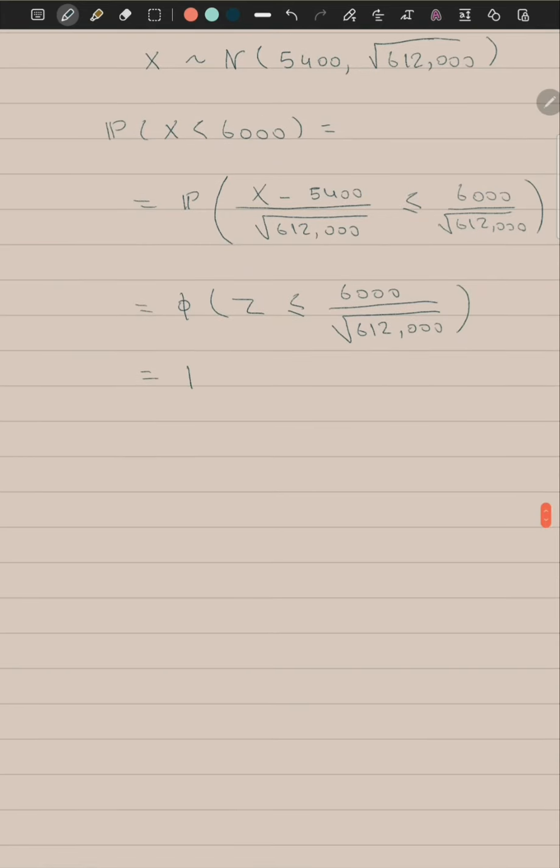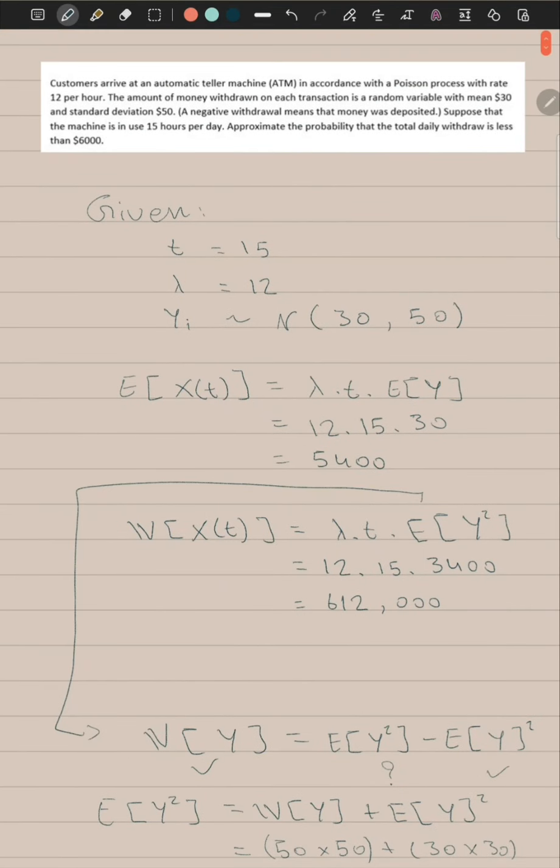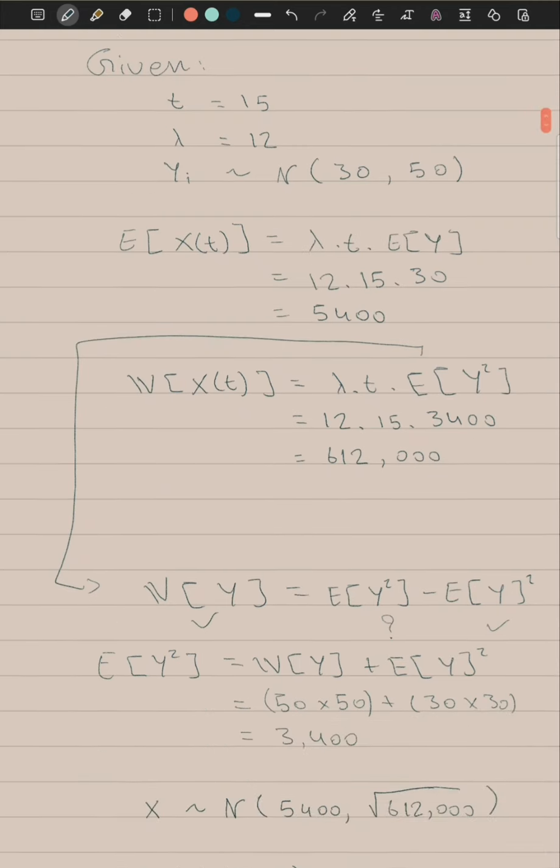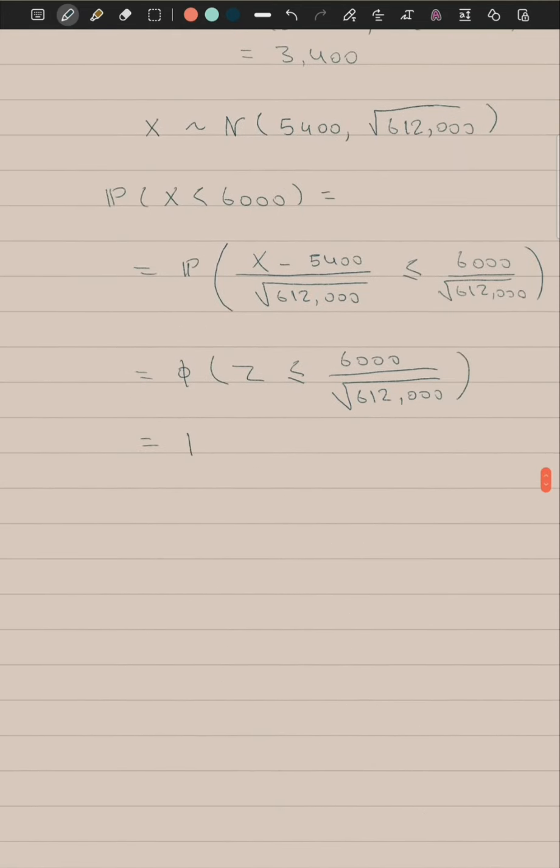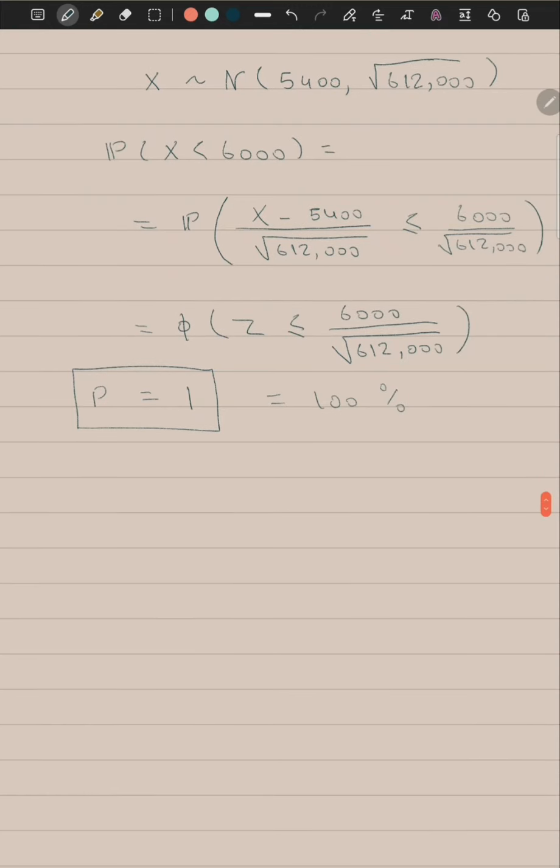Using R, the value is 1. So the question asks to approximate the probability that the total daily withdrawal is less than $6,000, and the probability is 1. So with 100%, let's say. And yeah, this was solving the question.